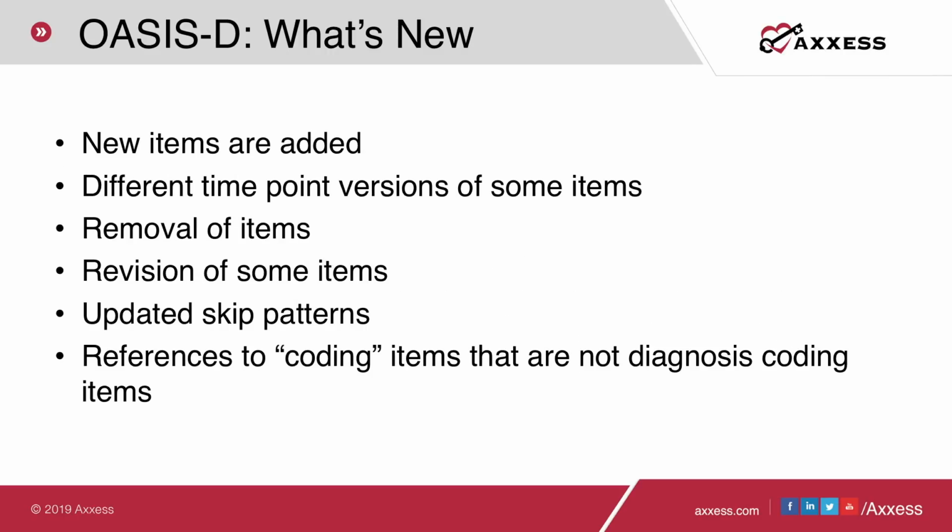So with the Oasis D, we have new items being added. We have different time point versions on some of the items. Some of the items have been removed. Some of the items have been revised. We have some updated skip patterns, and we see references to coding in items that are not the diagnosis coding items. For example, in the GG and J questions that we'll get to in parts 3 and 4, they talk about coding the items, and they're not talking about adding a diagnosis code. They mean filling in your answer as coding. So don't be confused when you see the words coding. They're not talking about diagnosis coding. It's just a new term for answering.